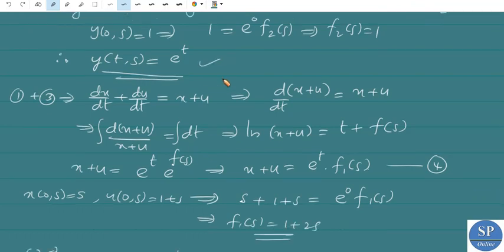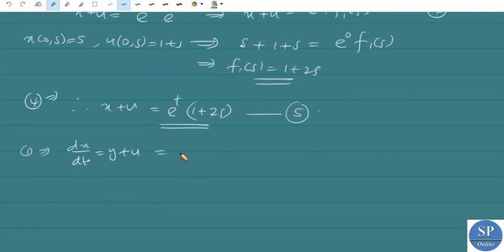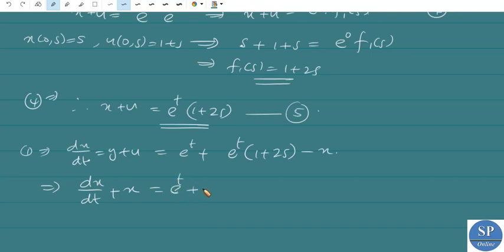So by using this, this can be written as e power t plus u. From this, u can be written as e power t into 1 plus 2s minus x, right? So this implies dx by dt plus x equal to e power t into, taking e power t outside, 1 plus 1, that is 2 plus 2s. Clear?